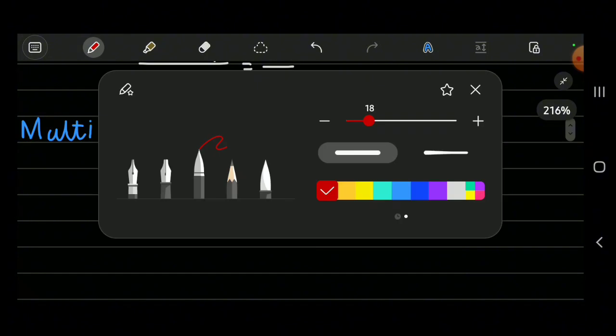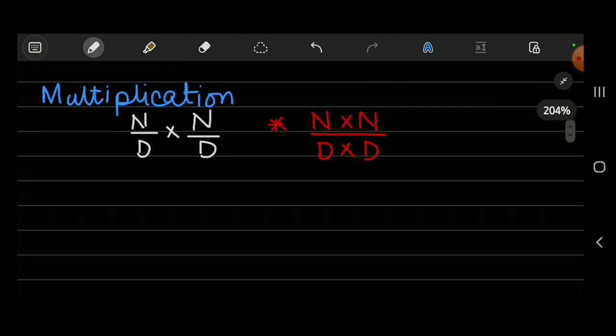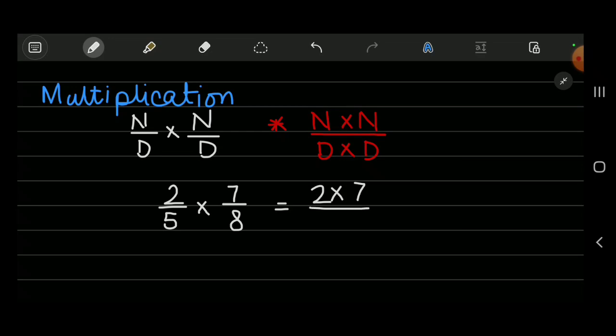Let's see an example. For example, if you have 2/5 multiplied by 7/8, you will do 2 multiplied by 7 over 5 multiplied by 8 and you will get 14/40.